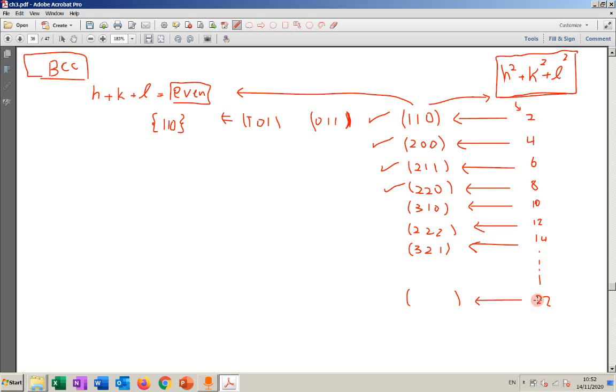Now for 22, if I put 4 here, the closest square is 16, yes? Because if I put 5, it will be 25, which is more than that. So I'm putting 4. 4 square became 16. I have 8 more, yes? Well, for 8 more I can put 2, isn't it? 4 square 16, 2 square 4, 2 square 4, 4 and 4, 8, with 16 became 22.